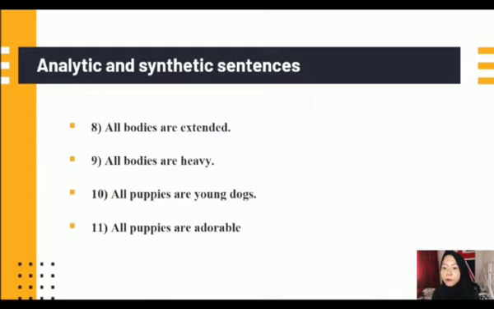While the analysis of the meaning of body will talk about extended, not about the weight. By the definition itself, all puppies are young dogs, but not all of them are adorable. Example 12 is a contradiction of the analytical statement in example 10. Meanwhile, in the synthetic statement, example 11, example 13 is not a contradiction because the concept of adorable doesn't exist in the concept of puppies.